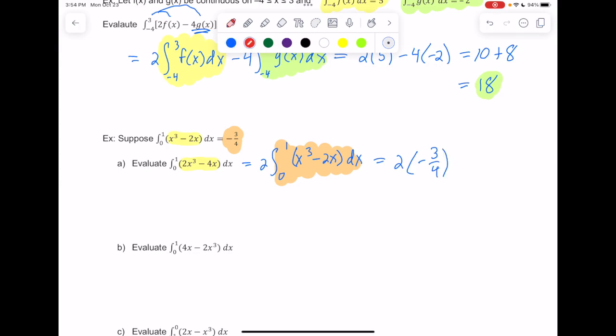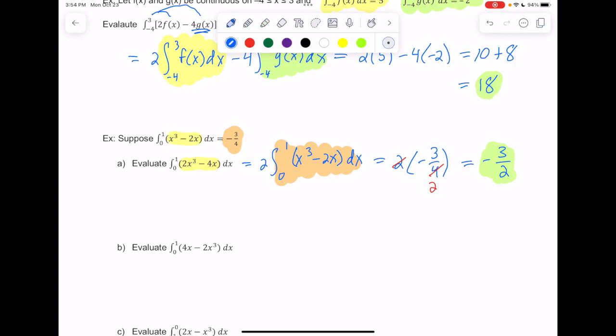Do a little bit of cancellation. This 2 goes into that 4 twice, and we end up with -3/2. Nice, quick, easy problem. Just trying to take the integral they give us and somehow recognize that in the integral we're trying to find. All right, so moving on to part B.